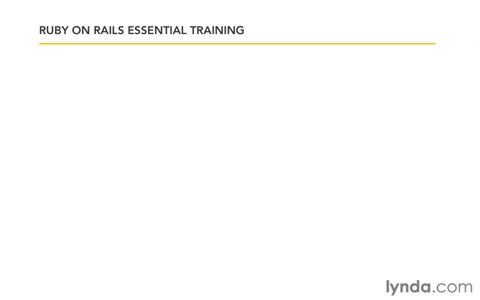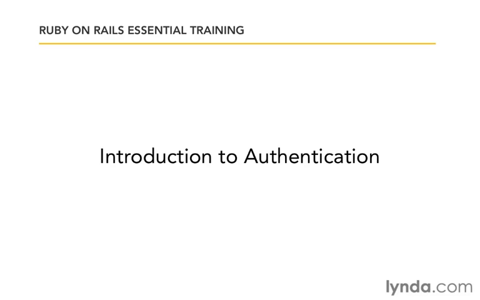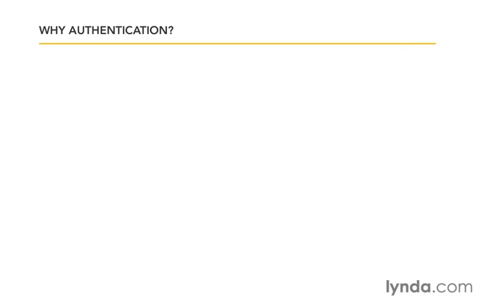In this chapter, we'll learn to restrict access to a portion of our application so that only users who log in with a valid username and password can gain access. We call this process user authentication. Now, user authentication is not exactly a beginner topic, but there are a couple of reasons why I think it's worthwhile to include in this essential training.